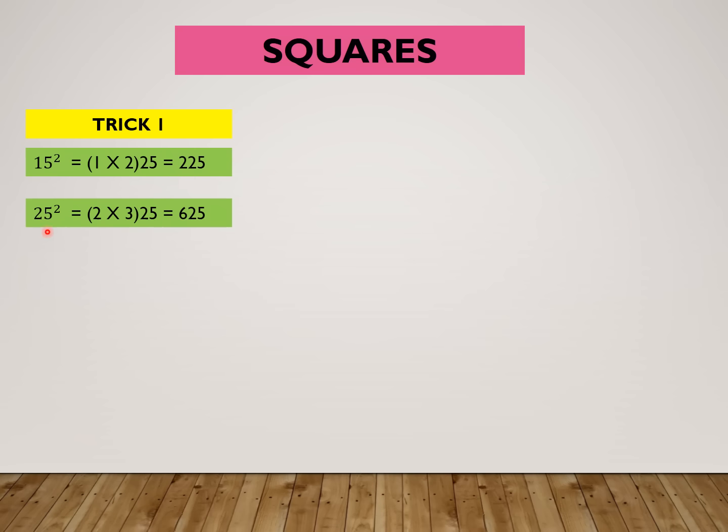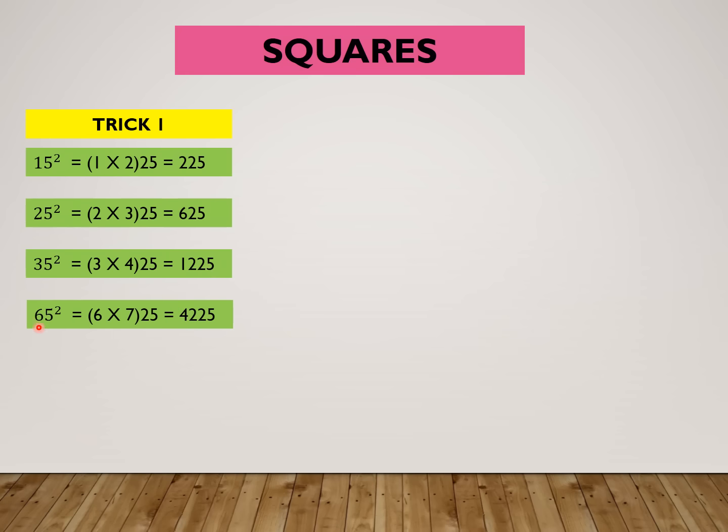Similarly, square of 25: write 25 at the end, then 2 into 2 plus 1, that is 3. 2 into 3 is equal to 6. So we can write 25 square is equal to 625. One more example, 35 square. 5 square is equal to 25. 3 into 3 plus 1, that is 4. 3 into 4 is equal to 12. So your result is 1225.